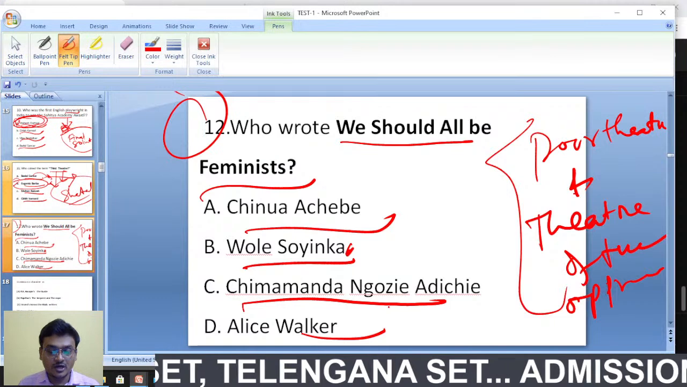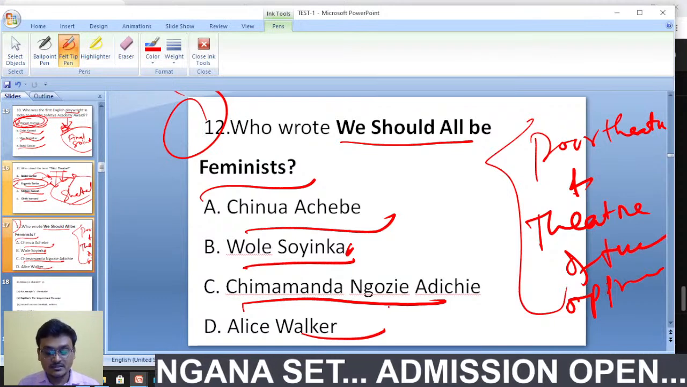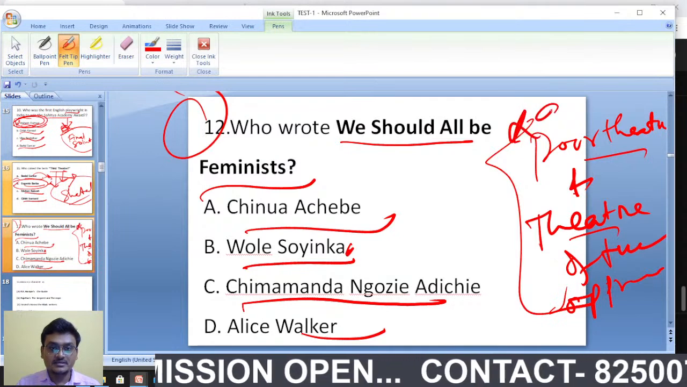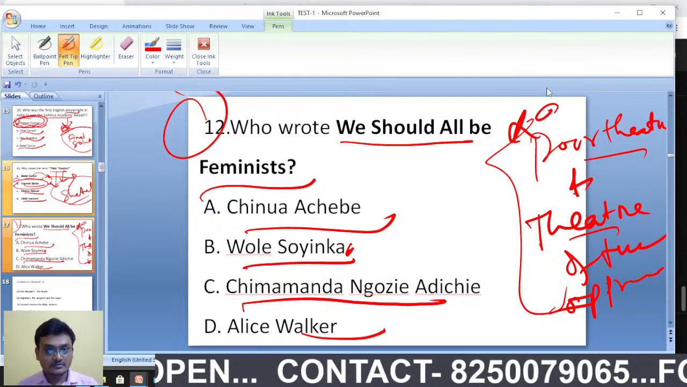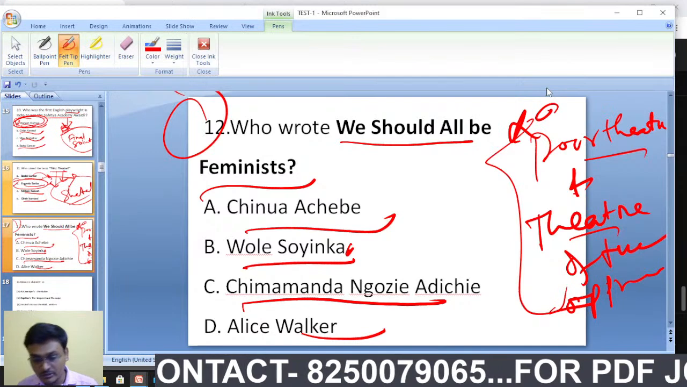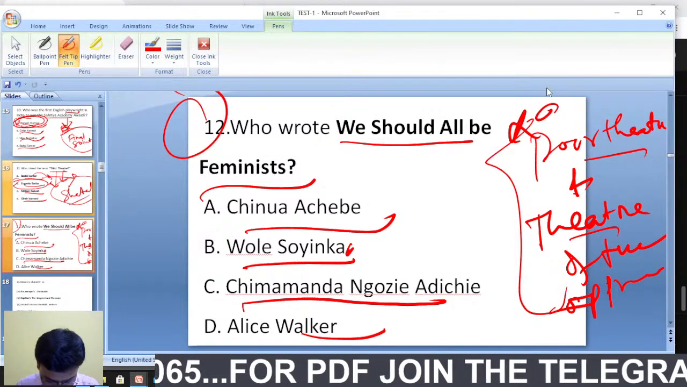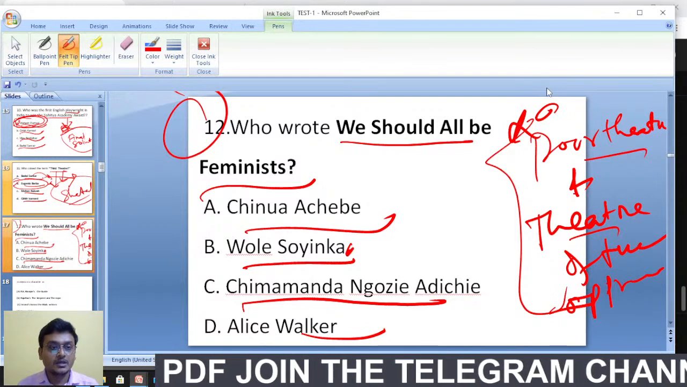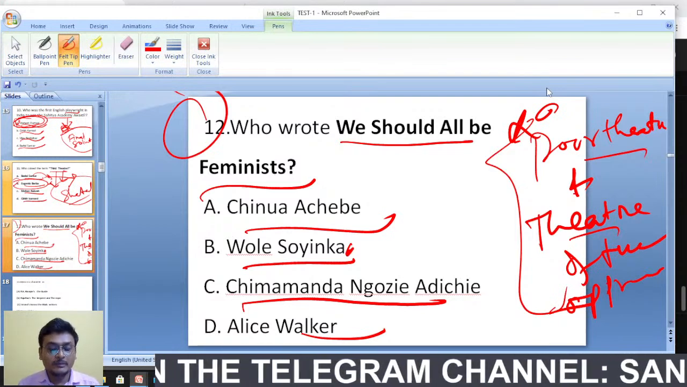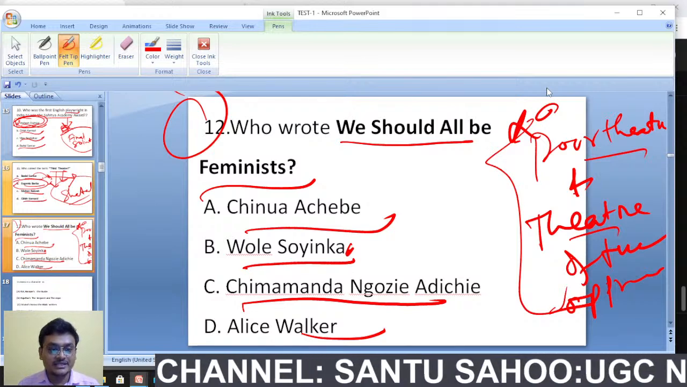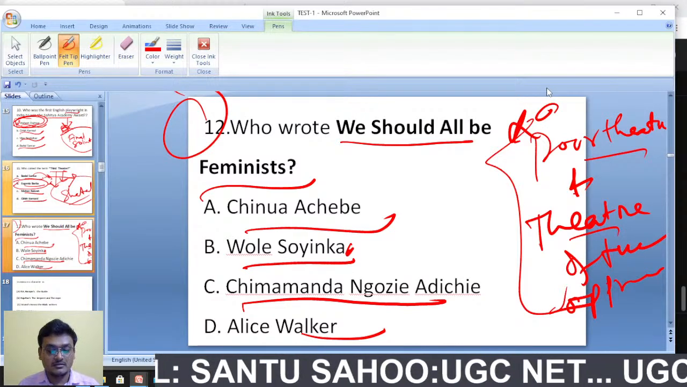Poor theater, the theater of the oppressed by Grotowski. Poor theater, the theater of the oppressed by Grotowski. Okay. Now here is question number 12 on your screen. Poor theater and theater of the oppressed, Grotowski. Who wrote We Should All Be Feminists? Chinua Achebe, Wole Soyinka, Chimamanda Ngozi Adichie, Alice Walker.